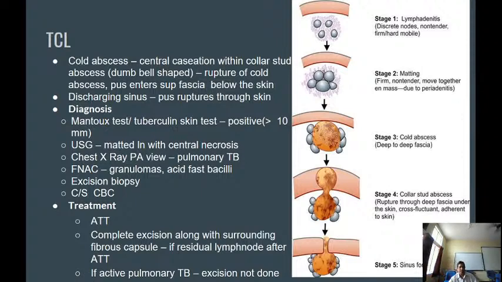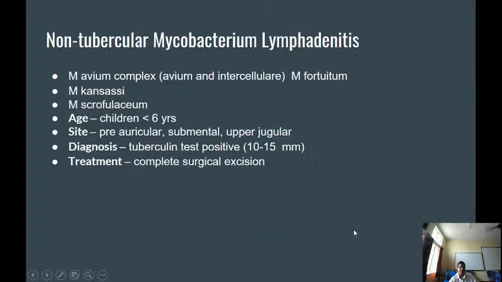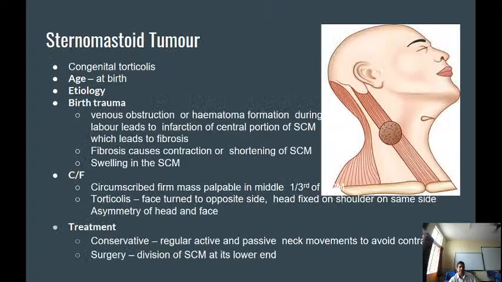So the diagnosis is by the X-ray and the Mantoux test, and then sometimes you may take a lymph node for biopsy or FNAC, or sometimes an excision biopsy. And once the histopathology comes as tuberculous, you treat with anti-tuberculous treatment, and if the abscess is persisting, we may have to drain the abscess. There are also the non-tubercular mycobacteria, which are medically amenable to treatment.